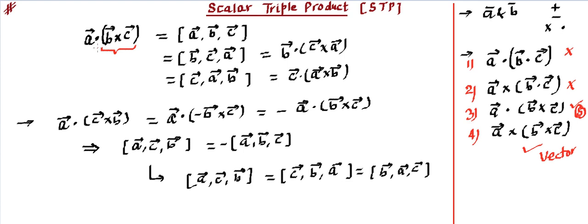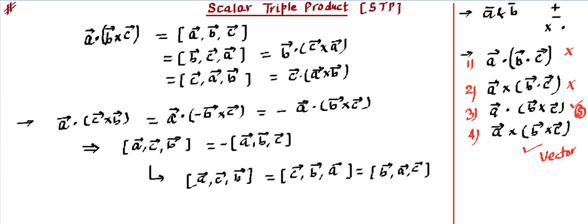Then a property I have explained over here, that if you do A dot B cross C or B dot C cross A or C dot A cross B, they are going to give us the same value. How we can check that? We can take any vector A, any vector B, any vector C and do this first, then this, then this. You'll find all are going to give us the same answer. So here I have just explained the result.